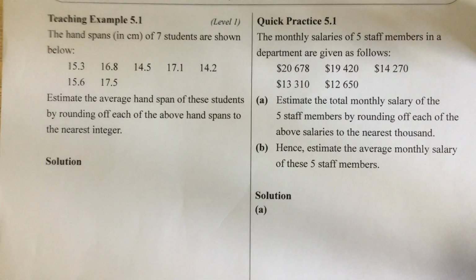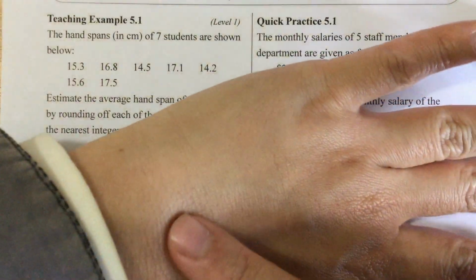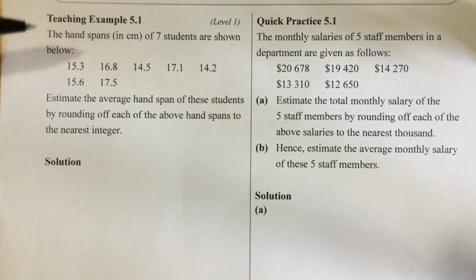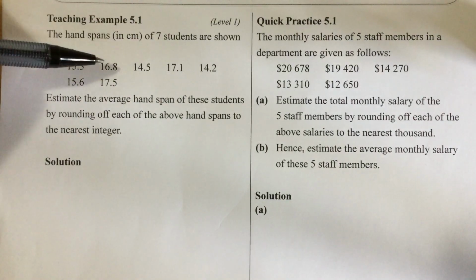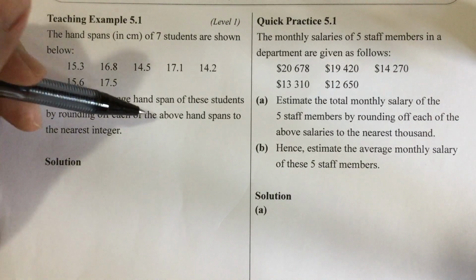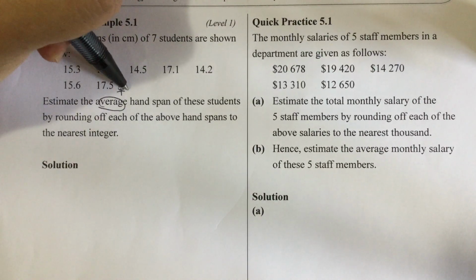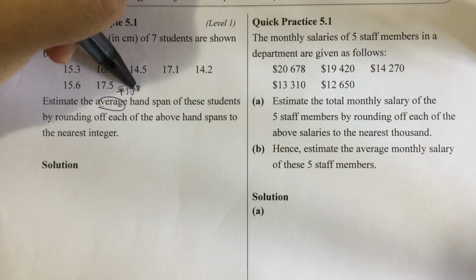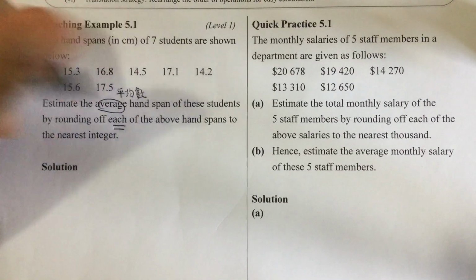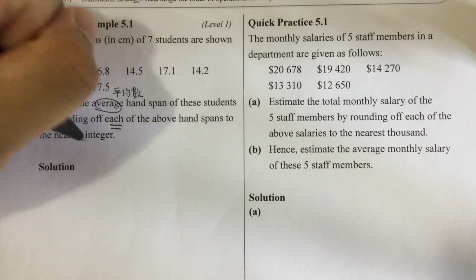The hand span. Hand span means your hand from here to here. That means the length of the hand of 7 students are shown below. That is 15.3, 16.8, 40.5, 40.7, etc. Estimate the average hand span. You are going to find the average. In Chinese, this is called 平均數. By rounding off each 每一個 of the above hand spans to the nearest integer.